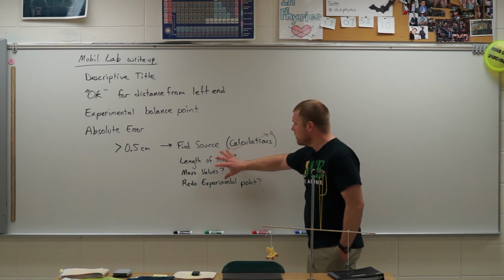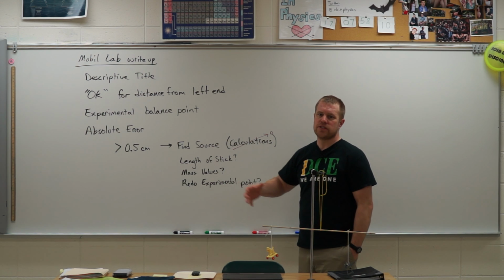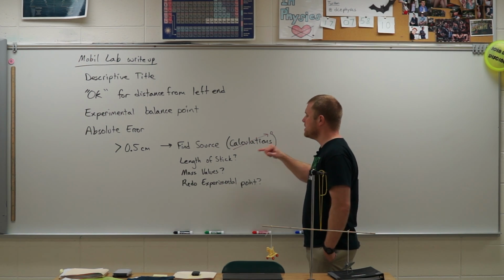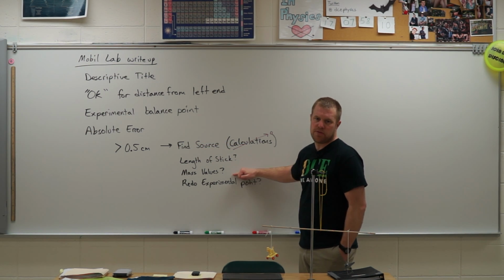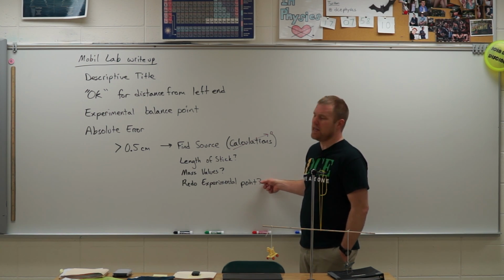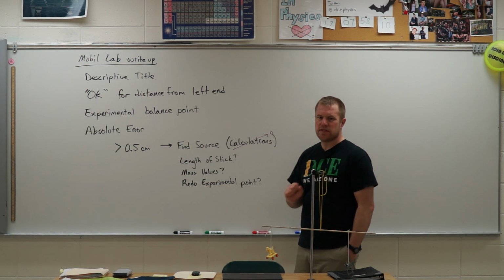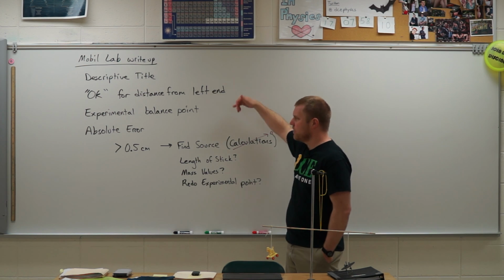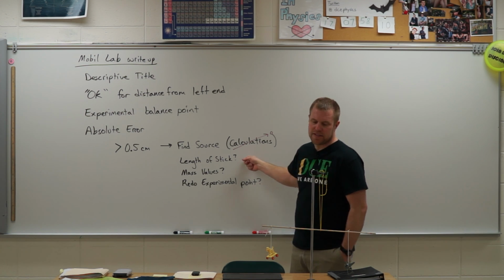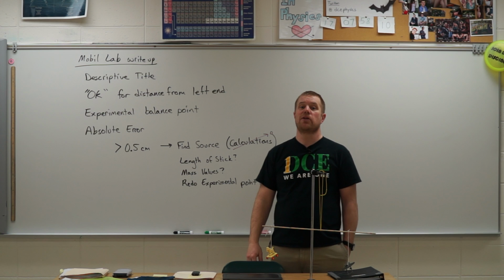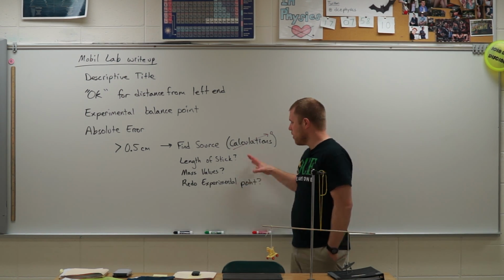If one of these changes, you don't have to go through all the calculations again. I'm not interested in that this time. Just tell me, hey, this is why I got that. I found this is a difference. Or if it's your experimental point, by all means, redo the balance point and redo your absolute error. But if it's one of these, don't worry about redoing all the calculations and getting the OK again. Just state that, hey, the length of the stick was actually a centimeter longer than I thought it was, or whatever it may be. And just write up something about this end result.